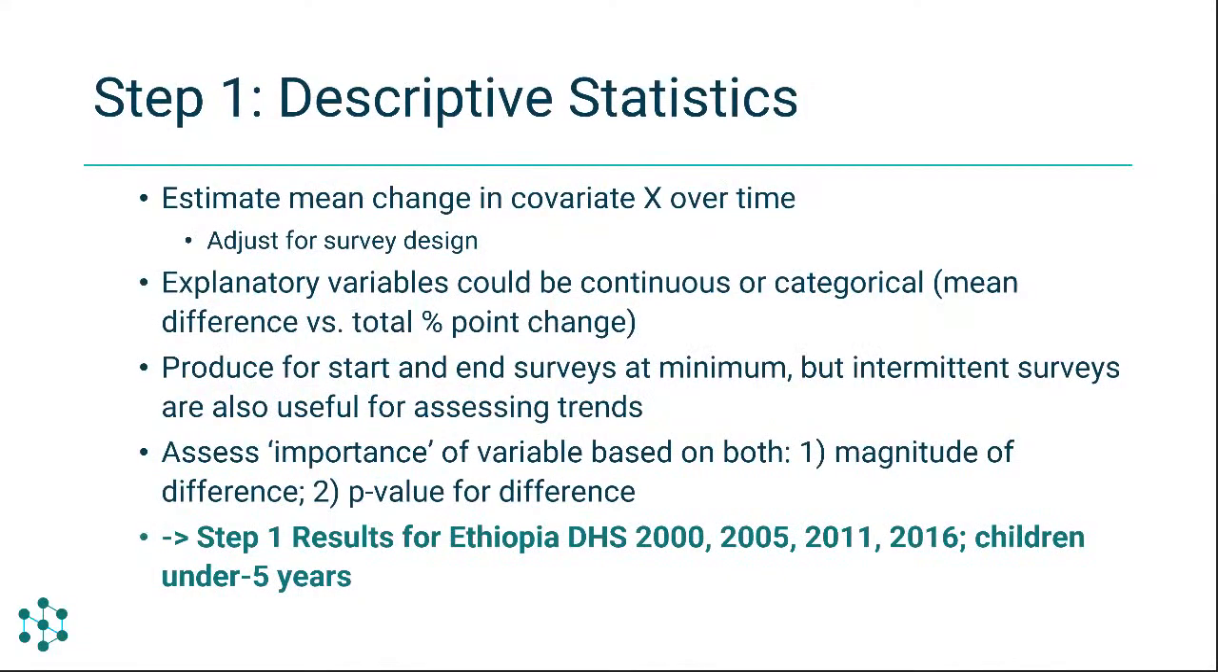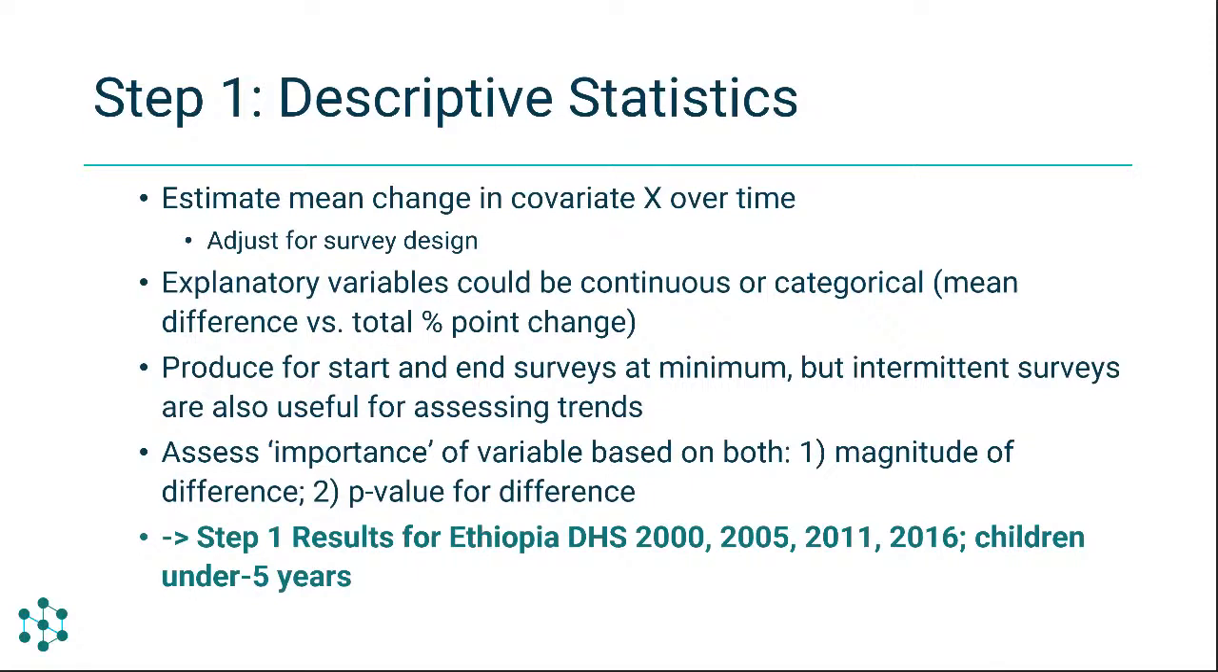So for this step, the key thing here is to take the mean change or the mean level of the covariate and estimate it for each one of the time points, and just to ensure that that's adjusted for survey design as well. The explanatory variables or the covariates could be continuous or categorical in nature.